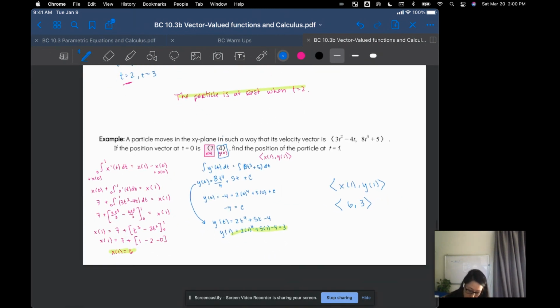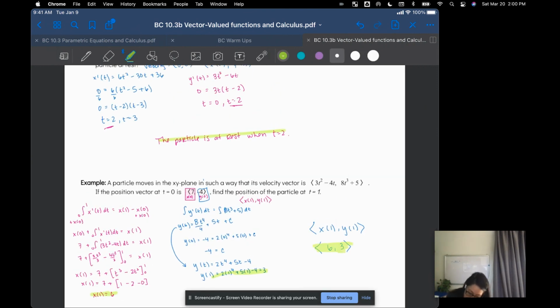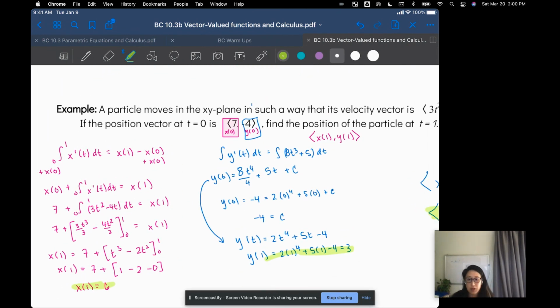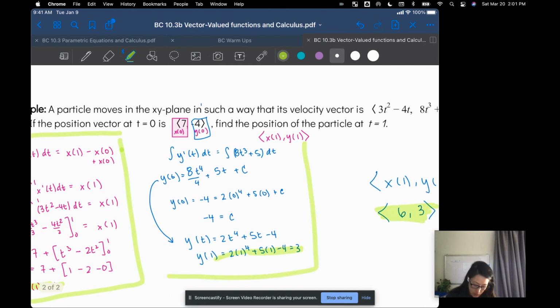So when we take the integral here, you can either use the fundamental theorem of calculus to solve for this other position because we're given an initial condition and the velocity, or you can just use an indefinite integral, solve for c, and then plug in the time that you want to evaluate at. Okay, both work. I just want to show you both.